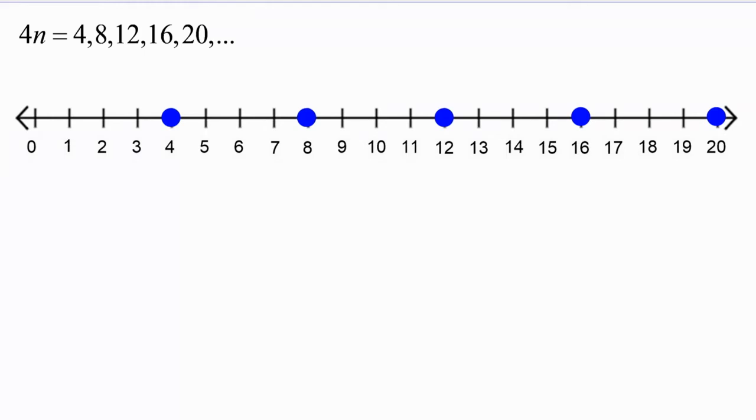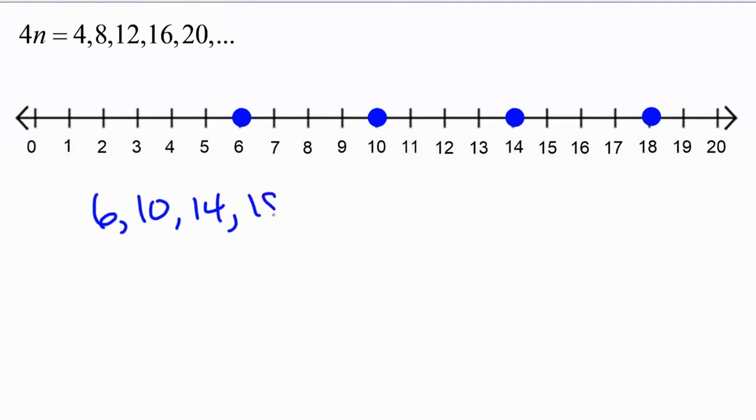So the 4n sequence goes 4, 8, 12, 16, 20, 24, and so on. But if we were to take this and shift it around, so if I move these numbers up a couple places, now I have a new sequence of 6, 10, 14, 18, and so on. Again, these numbers are all 4 apart. So this is a 4n sequence, but it's shifted because normally this sequence starts at 4, but it got shifted up 2 places. So this is 4n plus 2.